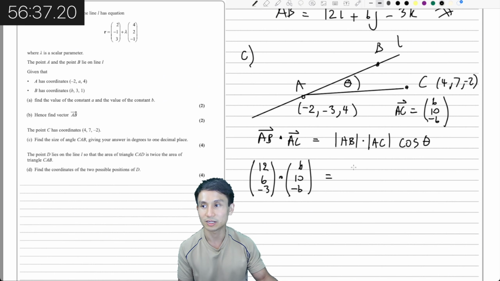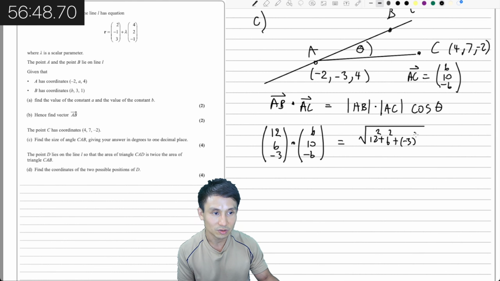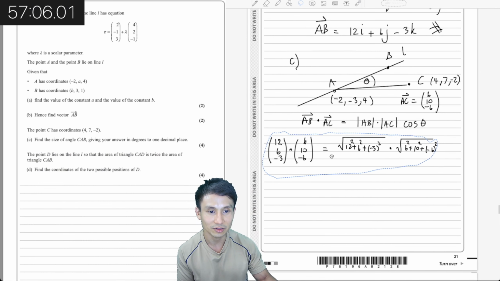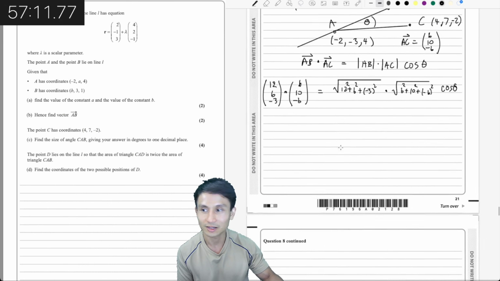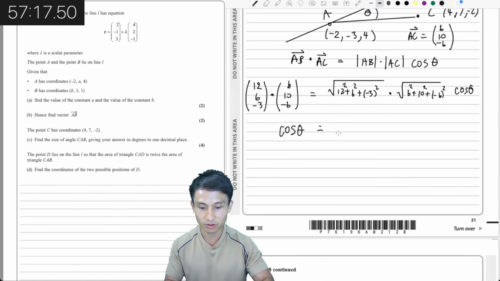Absolute AB is just the length of vector AB. So we can do square root here: 12 squared plus 6 squared plus minus 3 squared. Multiply with another absolute, AC. So that's going to be 6 squared plus 10 squared plus minus 6 squared. I'm going to move everything. If there's anything I cheat here, it's just the tool I use in this app. Okay, cos theta. So I'm just going to use the calculator there, all the work there.